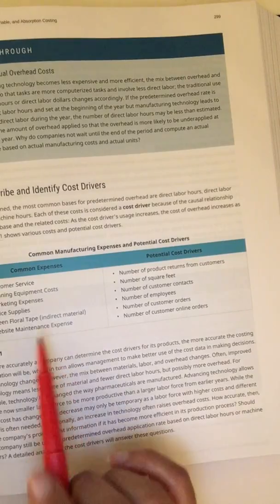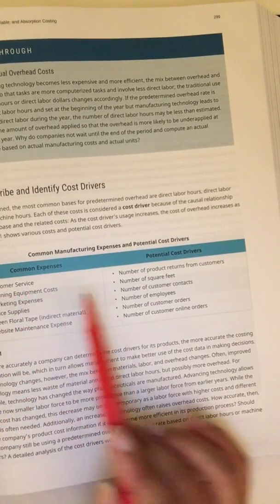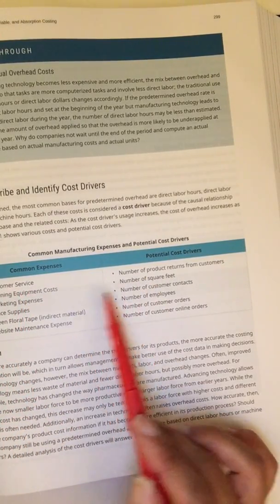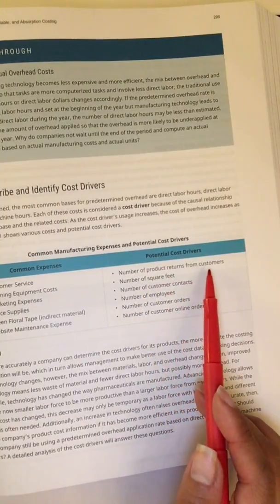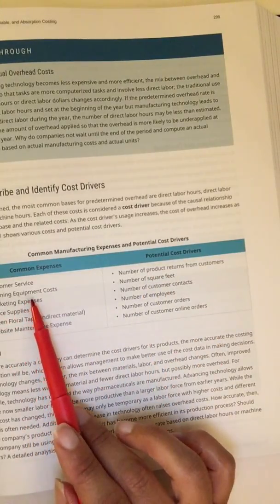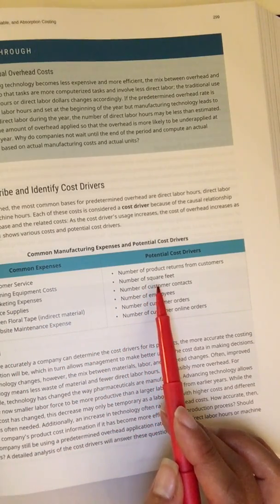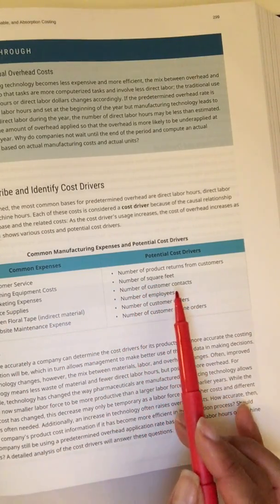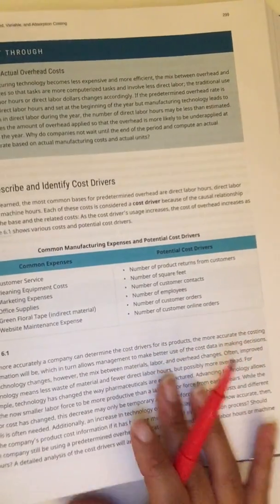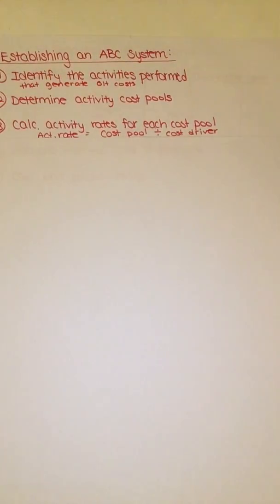As an example there, if we have customer service as a cost, what's going to potentially drive that? The number of returns that we have from customers. If we're having to clean a lot of equipment, what drives that? Square footage could be a good cost driver. The bigger our facility, the more equipment. So something that's driving that cost. And that was on page 209. So that's your formula to calculate the activity rate.